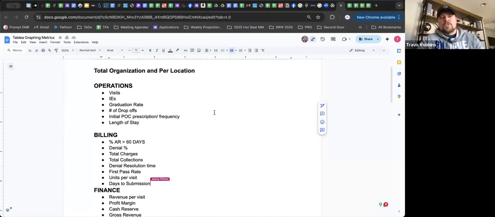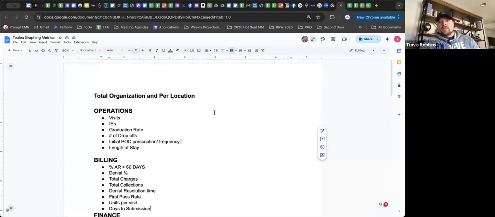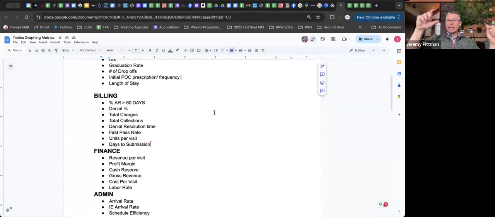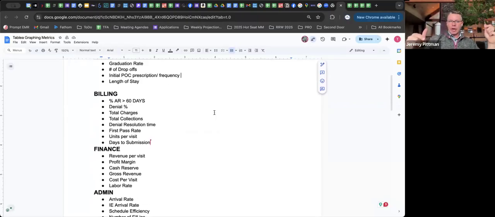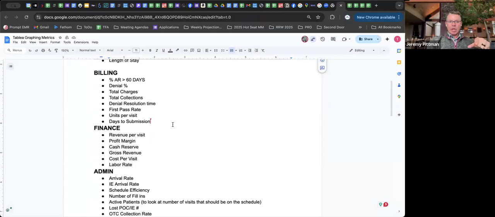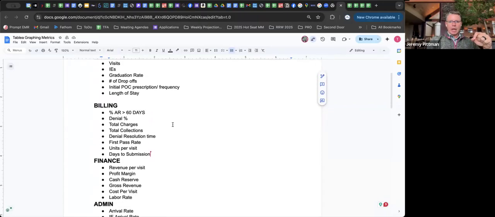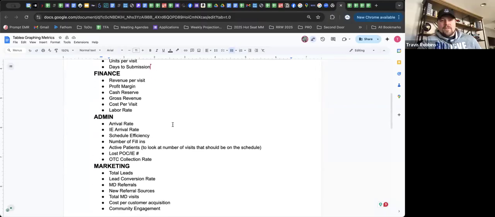We tried to get this thing down to 10, and all we did was add to it. No, I went six to nine per division. So this is perfect. I added days to submission and billing, and length of stay is definitely an operations stat. And then you have visit frequency.